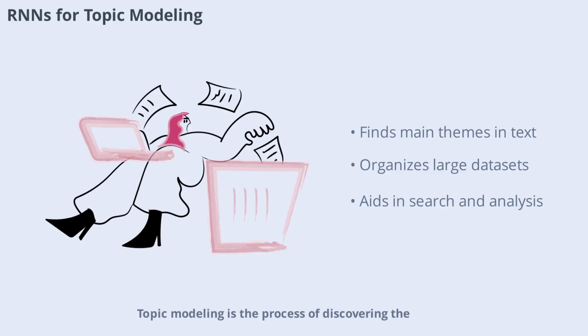Topic modeling is the process of discovering the main themes or topics in a collection of documents. RNNs can analyze the sequence of words and identify patterns that indicate different topics. This is useful for organizing large datasets, improving search, and gaining insights from text data.